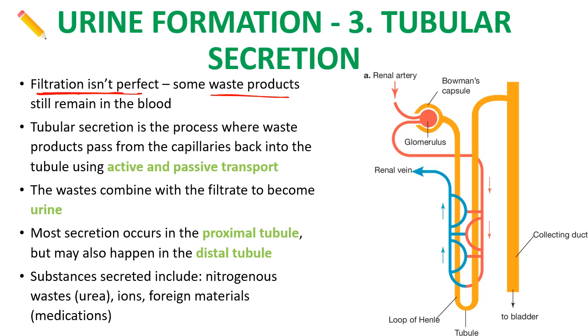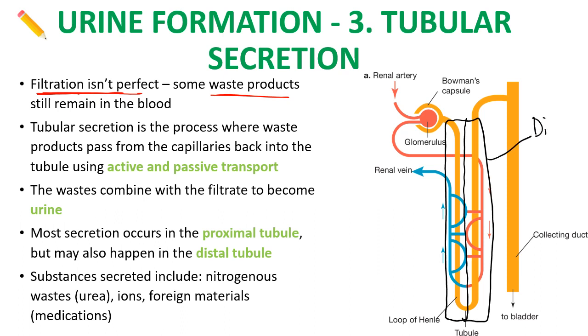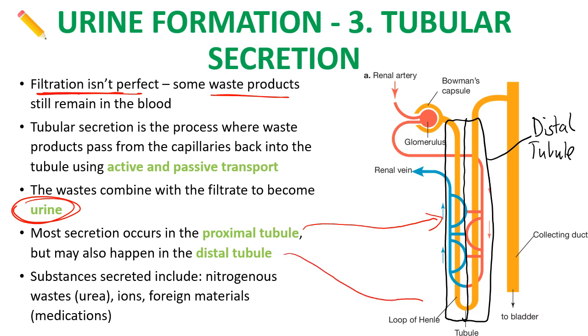Just like with reabsorption, most of this process happens in the proximal tubule. A little bit happens in the other half of the tubule here, which is called the distal tubule, the part further away from the glomerulus. So the waste products pass from the capillaries into the tubule, they join with the rest of the filtrate, and they become our urine. So it mostly happens in the proximal, like I said. Some of it happens in the distal tubule.